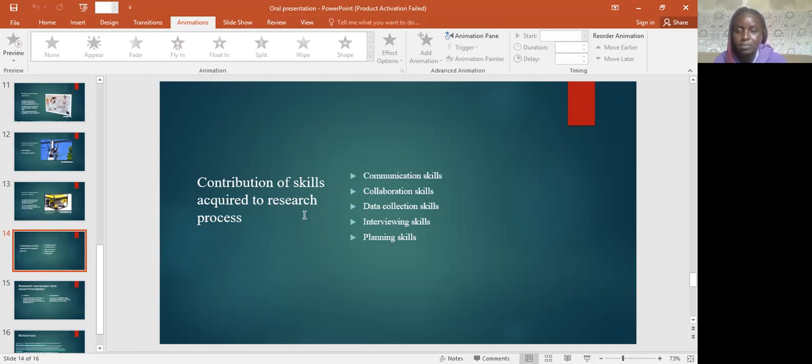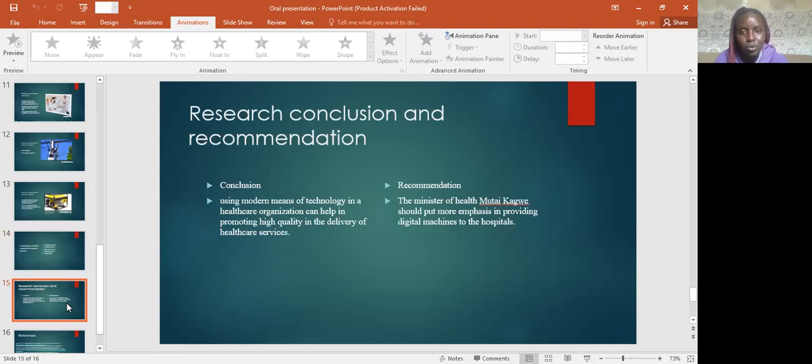Also, the last one is planning skills. Planning skills is how I planned myself. I remember in foundation year, we had to plan when we were doing the final assessment. Like this group is going to collect the data, this group is going to do this and this. So you have to plan yourself before doing the actual thing that you want to do. So planning skill helped me a lot.